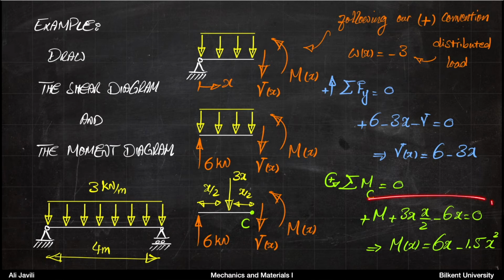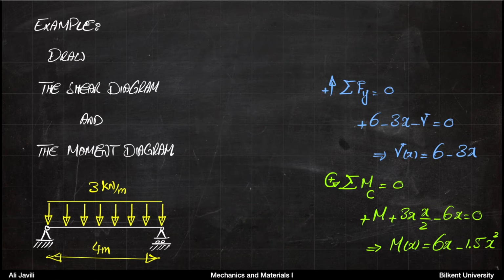Now again, reordering this equation would give us the moment distribution in terms of x. That would be 6x minus 1.5 x squared. All right, now that we have the force distribution, the shear force distribution, and the moment distribution, all you need to do is to draw the diagrams.